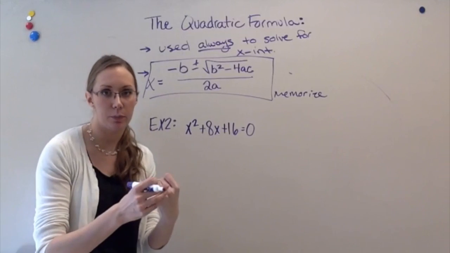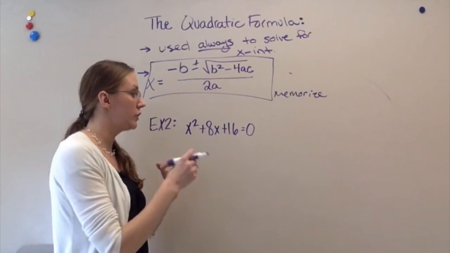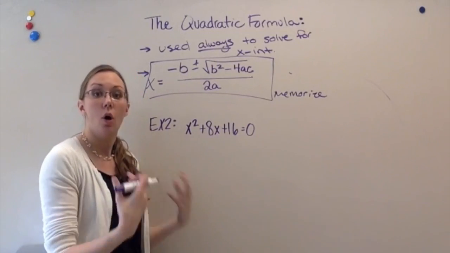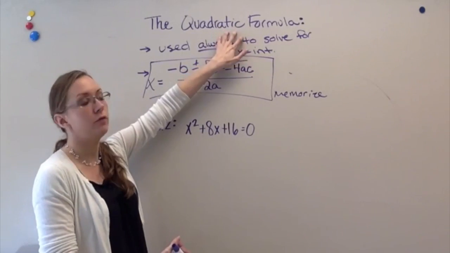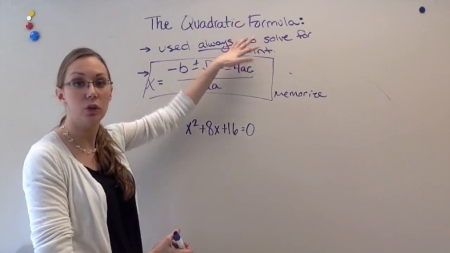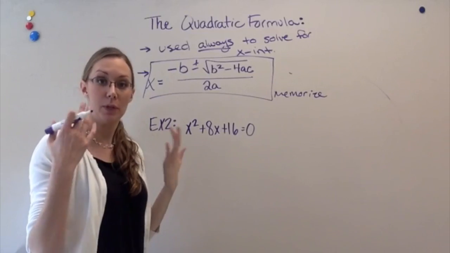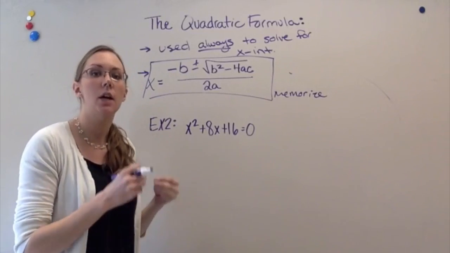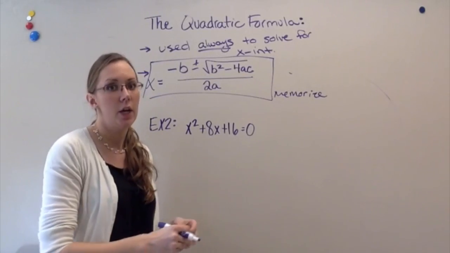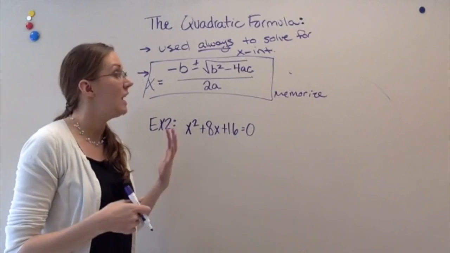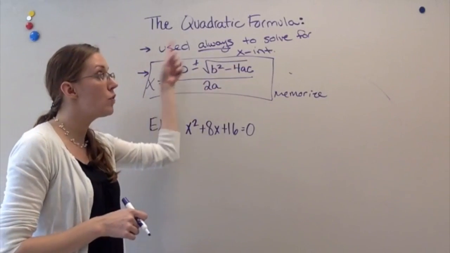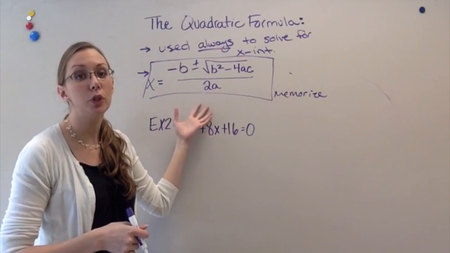I could look and see if it's a perfect square trinomial. I could solve using my factoring, or I could use my quadratic formula. Again, we're focusing on this. You could use different strategies, but pretend the directions are specifically use the quadratic formula to get your solutions, okay?